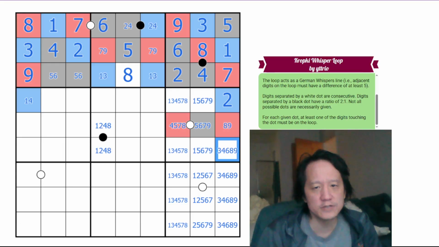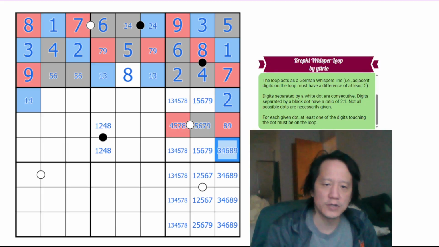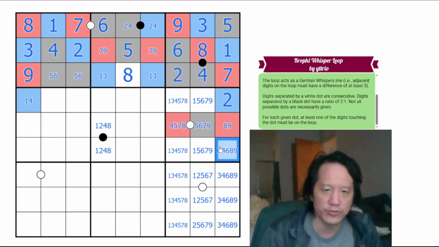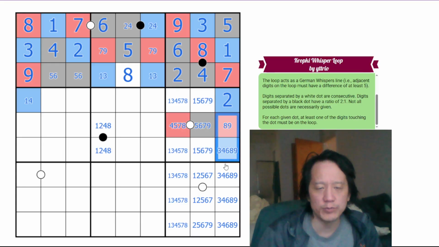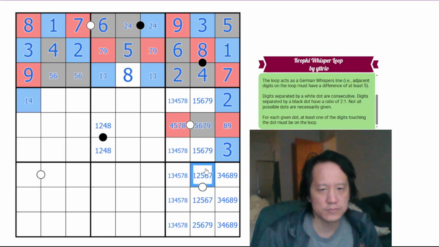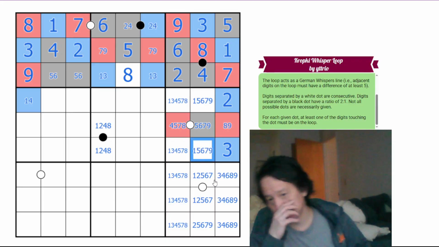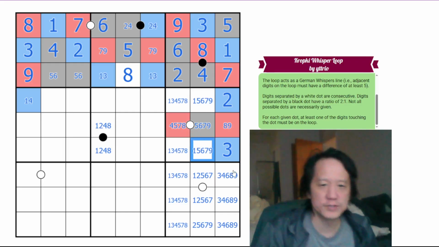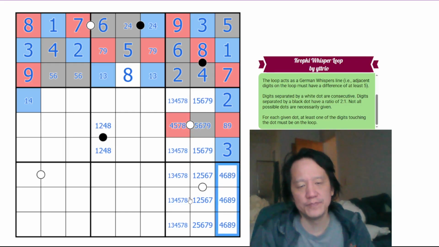So it must enter this way. So that must be on the loop. So it cannot be. This has to be a 3, I think. If you try to make it 4, it would be guaranteed to be between 2 unique digits on the Whisper 5 line. So this has to be 3. That eliminates 3 in the rest of the column.